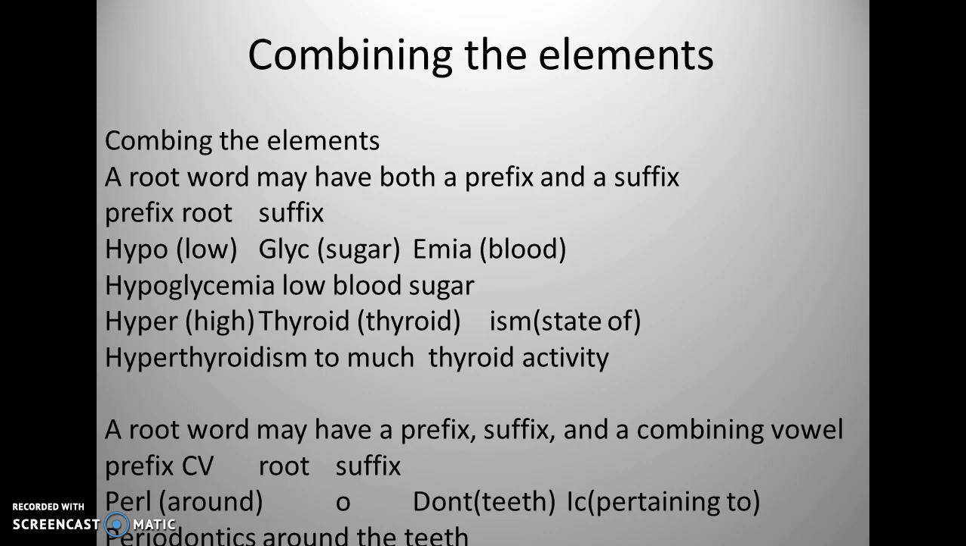So a word like hypoglycemia has several components to it. Hypo, which means low, glyc, which means sugar, and emia, which is associated with blood. So in this particular case, you have a prefix, hypo, a root word, glyc, and a suffix, emia. And this is the meaning of low blood sugar.